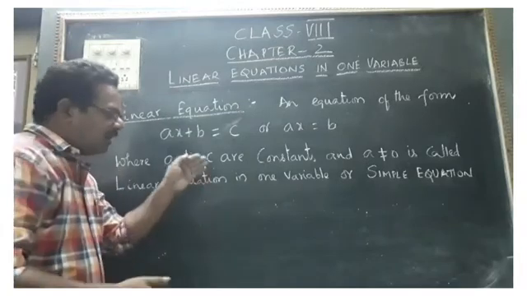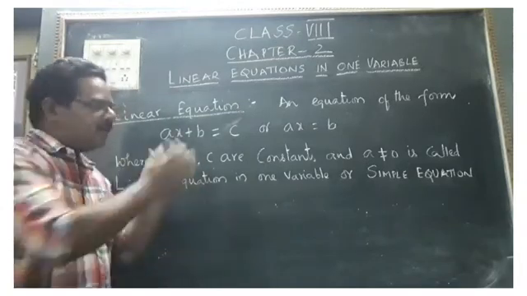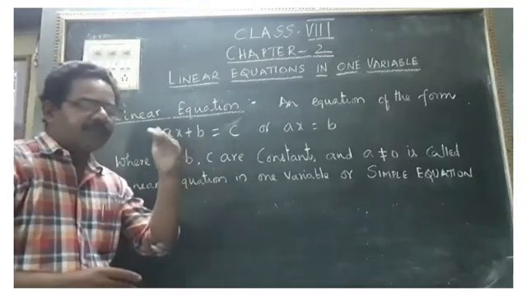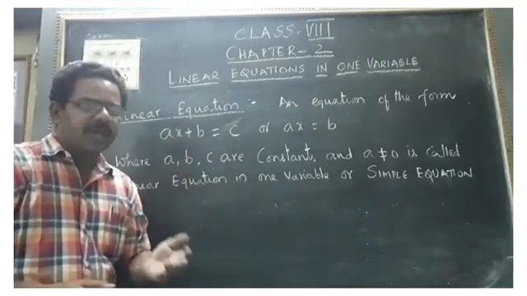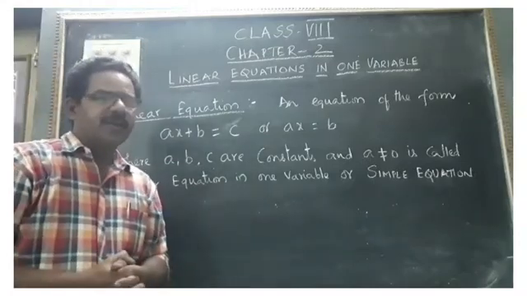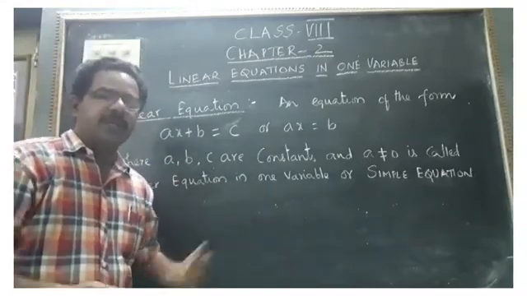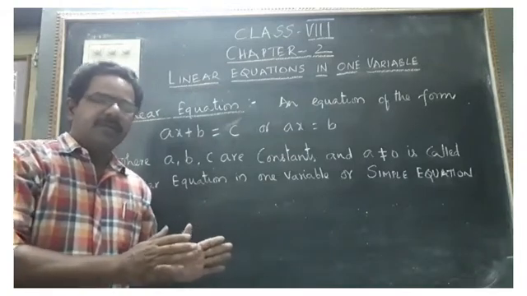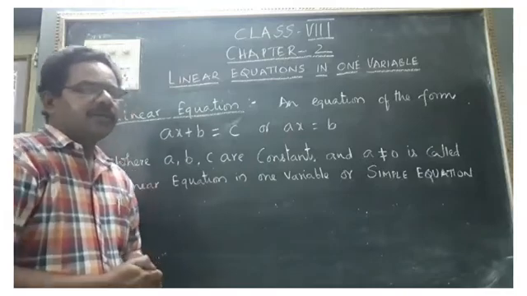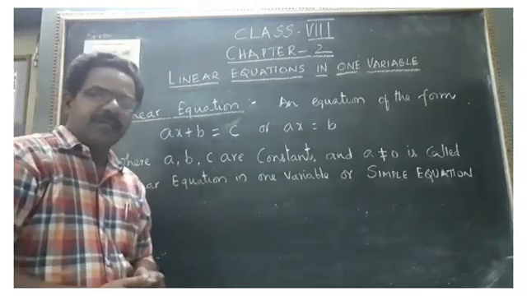Understand? Already at the start of this video, I wrote you 4 equations. Of those 4 equations, the first, second and third are linear equations, I told you, and the fourth one is not a linear equation. Why? Because x square plus y is equal to z, and x square has degree 2, so it is not a linear equation. But the remaining 3 are linear equations.